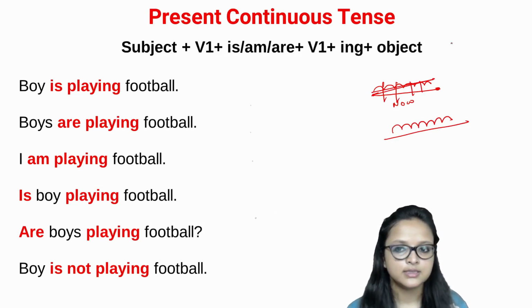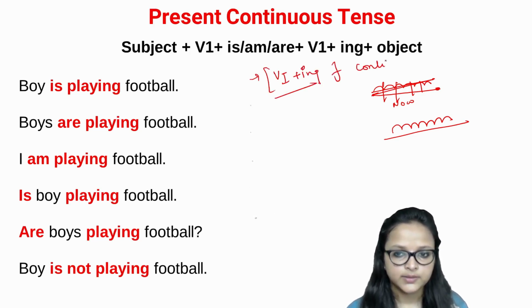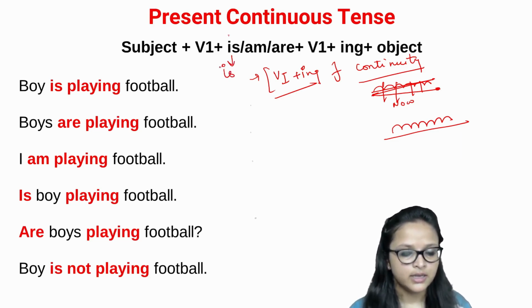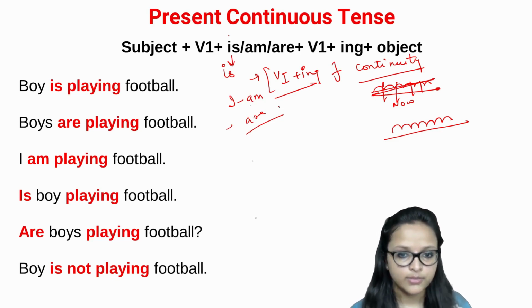And for continuous tenses, we have to use the verb's first form plus ing. This represents continuity. So you need subject, object, and the helping verbs you use in present continuous are am, is, are. For single subjects you need is, like boy, girl, class, student. For I, you use am. For more than one subject you use are, like boys, girls, mobiles, bottles, glasses, tables.